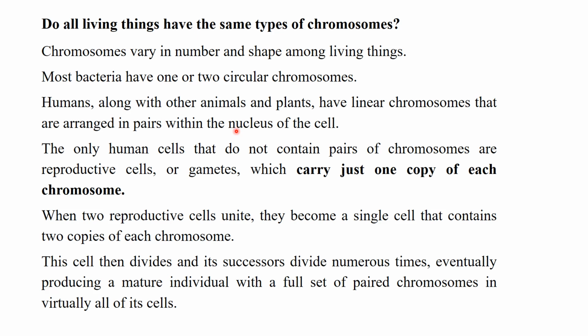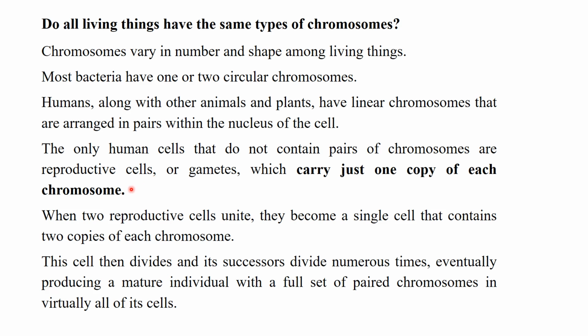Humans, along with other animals and plants, have linear chromosomes that are arranged in pairs within the nucleus of the cell. The only human cells that do not contain pairs of chromosomes are the reproductive cells, or gametes. Gamete cells में pair of chromosomes नहीं होते. Gamete cells always carry just one copy of each chromosome. So gamete cells are the haploid cells.